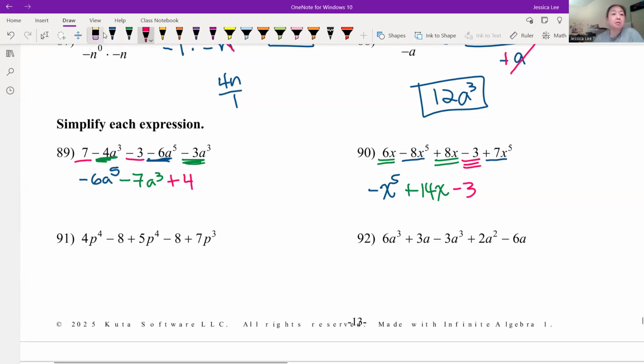91. I'm just going to do it like this. So again, I'm looking for the highest exponent. I got 4p to the 4th power plus 5p to the 4th power. So it's going to be 9p to the 4th power. And then the next one, p to the 3rd power. So I got plus 7p to the 3rd power. So I don't got any of that other stuff left. Got minus 8 is minus 16.